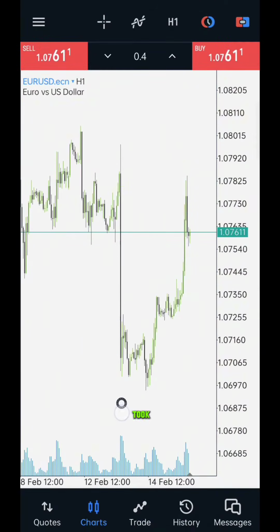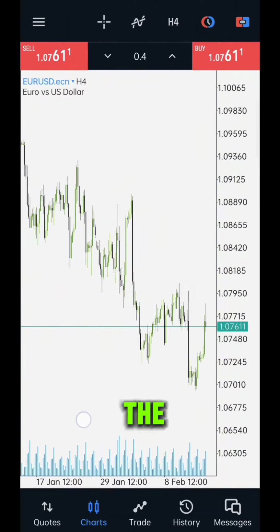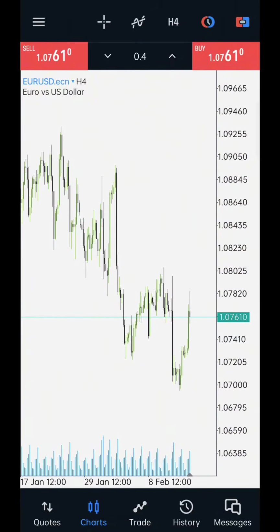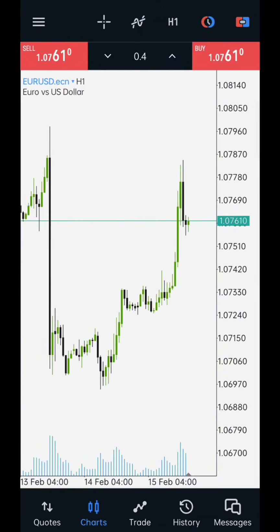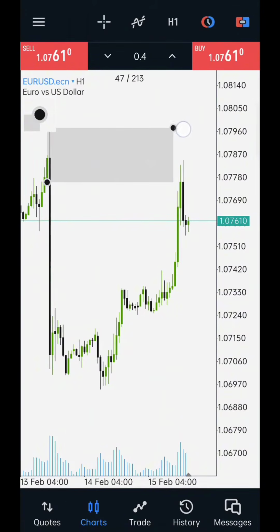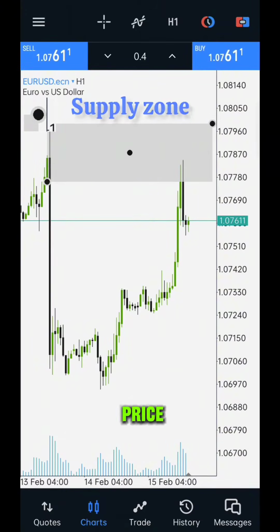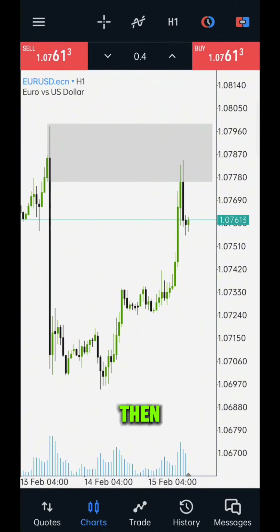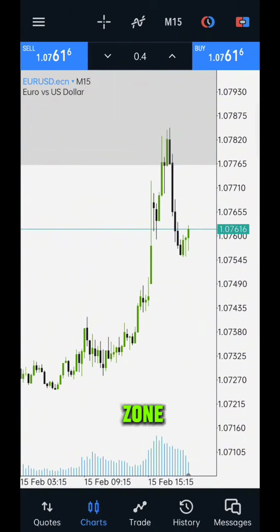So guys, I took another trade on the Euro-US dollar pair. As you can see here, the price is already moving down. This is the supply zone on the 1-hour chart, and the price has dropped significantly by a massive imbalance. Then, price filled the imbalance or fair value gap, and reached our supply zone.